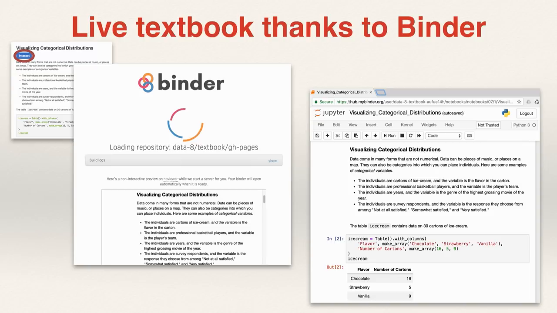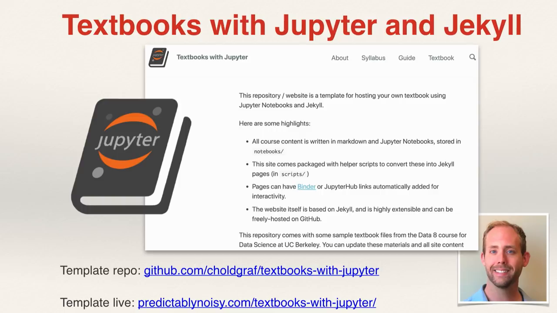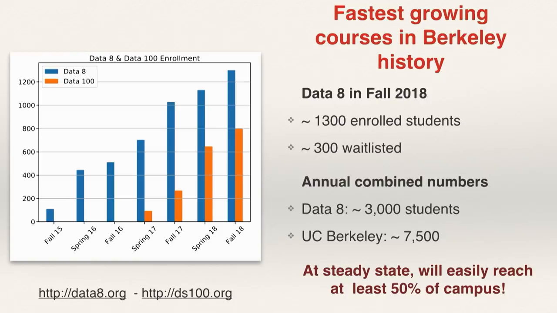So anyone in the world can not only read, but actually work on this textbook simply by clicking on these links. For the faculty who are developing these materials, we've also developed at Berkeley tools to make it as easy as possible to have textbooks, so that faculty can focus on the development of their content and simply write markdown files in Jupyter notebooks and with one click have that material be available to others as a textbook. Now, with this kind of infrastructure, what we're seeing is these become the fastest growing courses in Berkeley's history. Data 8 now has something around 1,300 students, as I mentioned, with a long wait list.